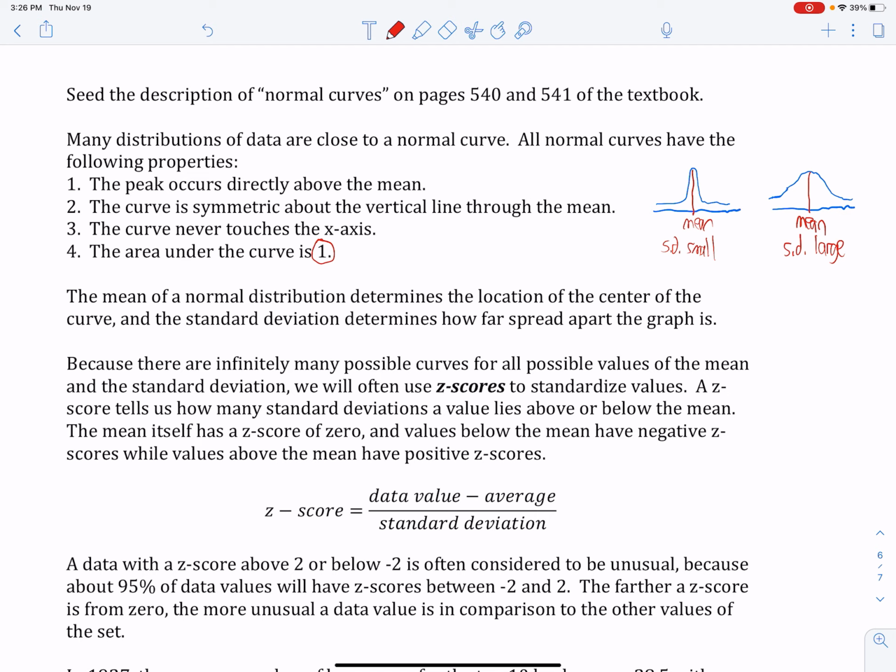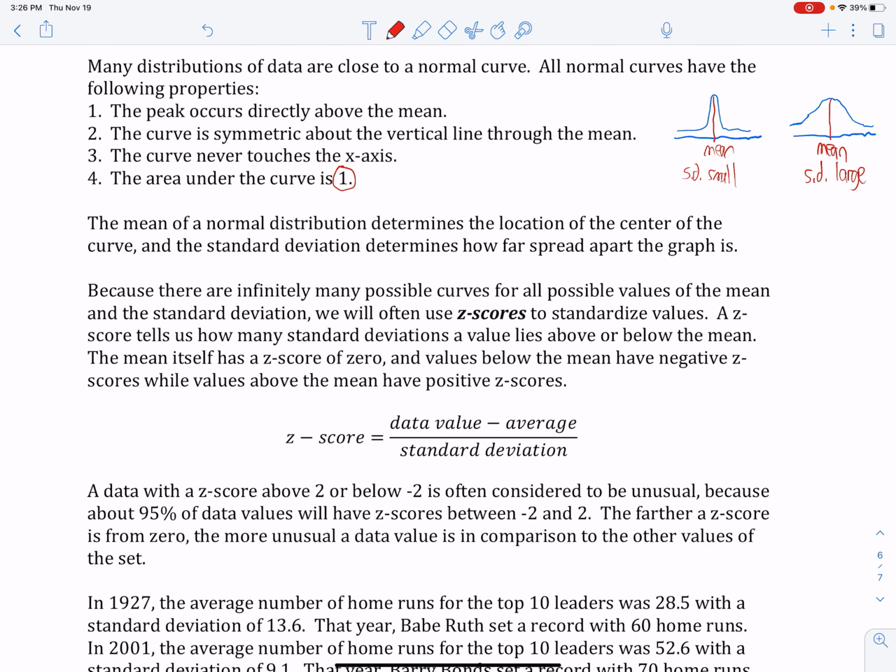To calculate a z-score for a data value, you use this formula. You take the data value minus the average, and you take that result and divide by the standard deviation of your data set.